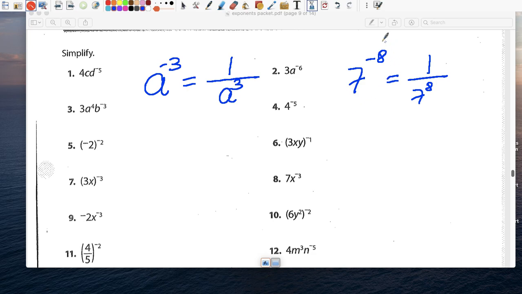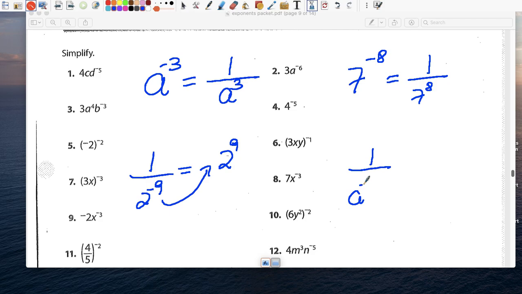Because remember what we talked about, this is the same thing as this, but just written in a different manner. Now, what happens when it's in the denominator? So let's say 2 to the negative ninth power. How do I change my negative 9 to become positive? Well, my negative exponent's in the denominator now, so let's take this and throw it up. Ta-da! Done. 1 over a to the negative 3, b to the negative 4.